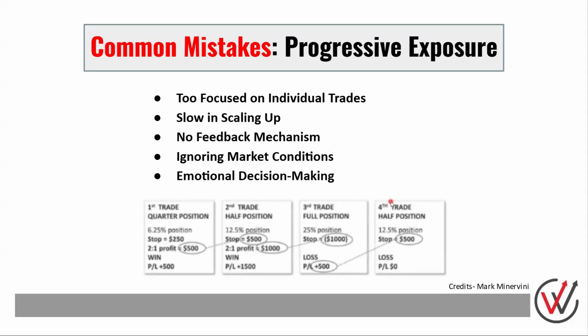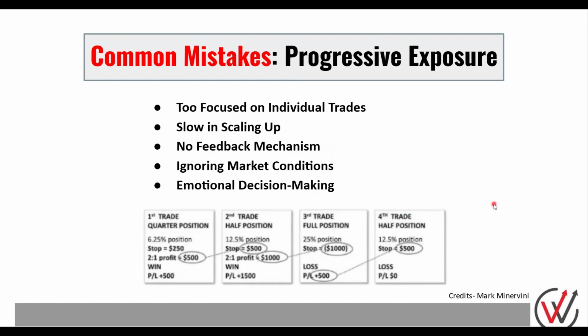At last comes emotional decision making. See, every one of us, we are humans, we are not robots. We have emotions. So when you don't have a feedback mechanism, when you are too focused on individual trades, you will be emotional in decision making.